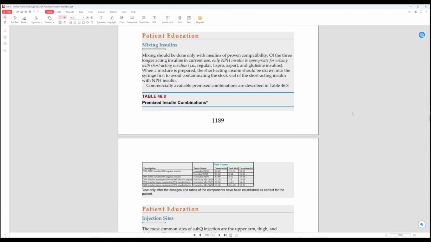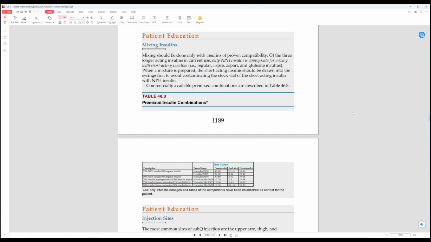So, patient education, especially on mixing insulins. Mixing should be done only with insulins of proven compatibility. Of the three longer-acting insulins in current use, only NPH is appropriate for mixing with a short-acting. When a mixture is prepared, the short-acting insulin should be drawn into the syringe first to avoid contaminating the stock vial of the short-acting insulin with NPH.